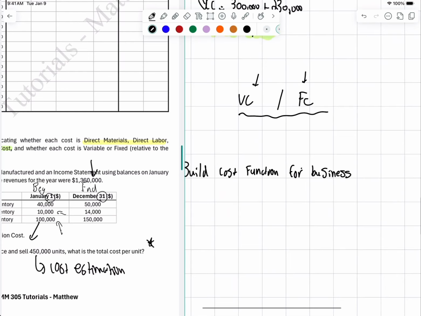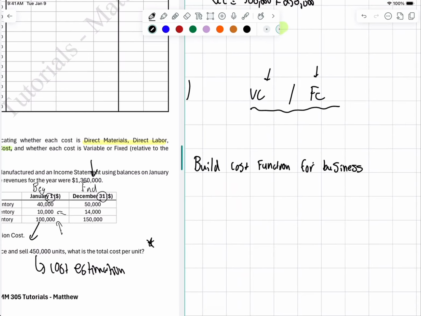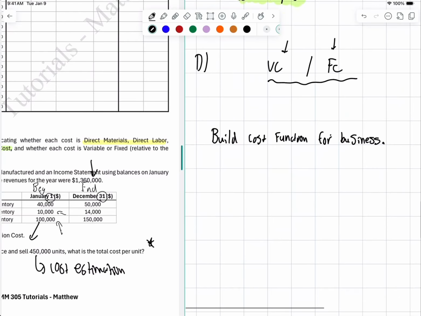All right, so guys, I live off autocorrect. So maybe you're wondering, Matthew, okay, build cost function for business. That is very vague. That tells me nothing. Okay, and for that, guys, I'm going to break it down even further. We're going to figure out how to calculate the total cost for any business.